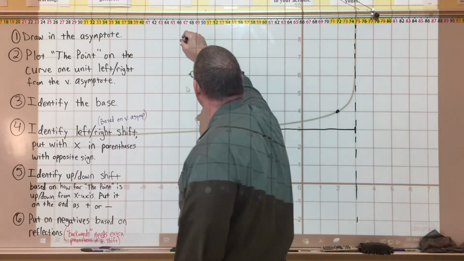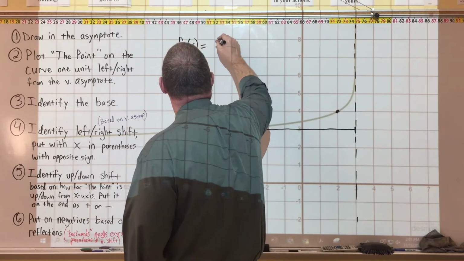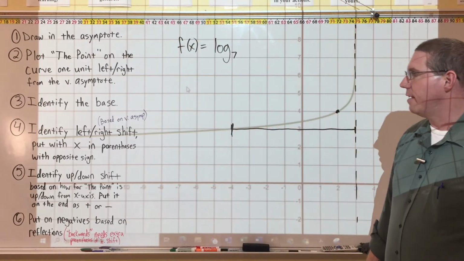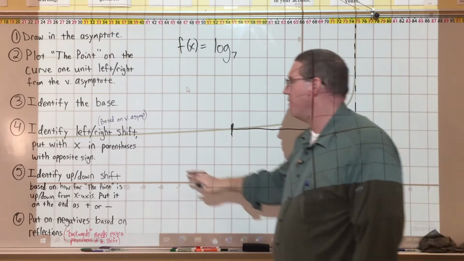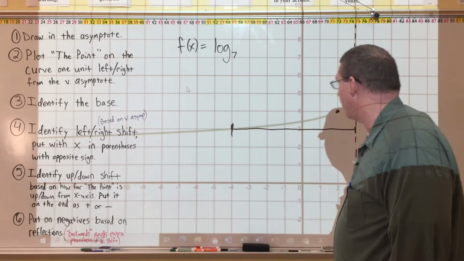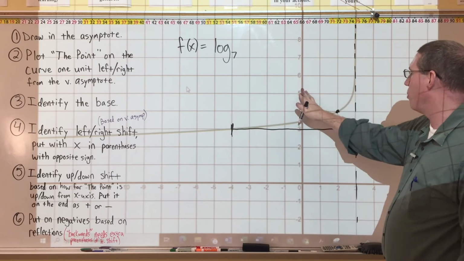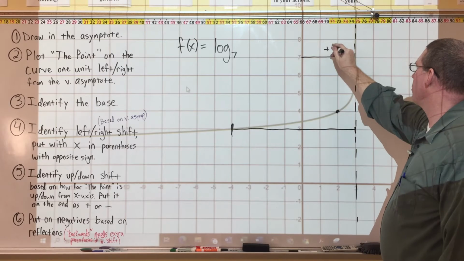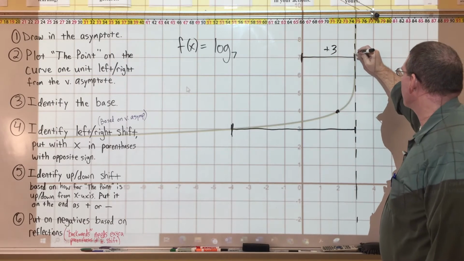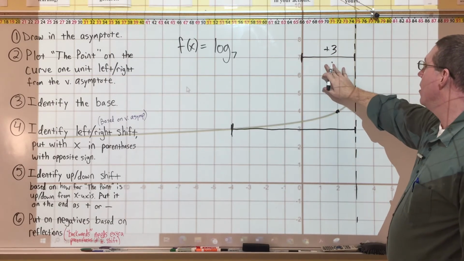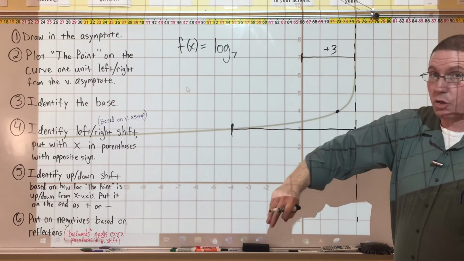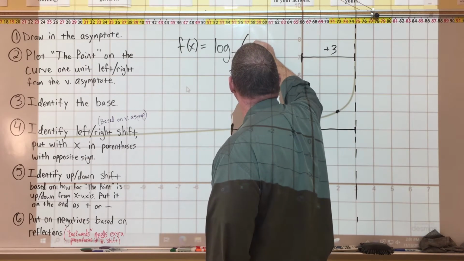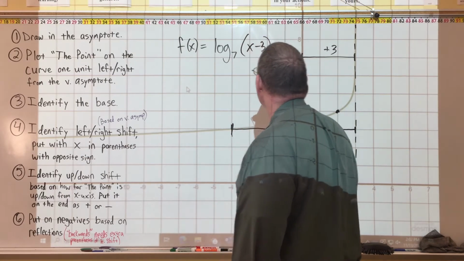Okay, so I know that this is going to be f of x equals log base 7. Okay. Step 4, identify the left or right shift that's based on how far the vertical asymptote has shifted. All right, well, here's the vertical asymptote. Here's the y-axis. We can see that the distance is a +3 shift between the y-axis and the vertical asymptote. So that means that we're going to do an x minus 3, right?